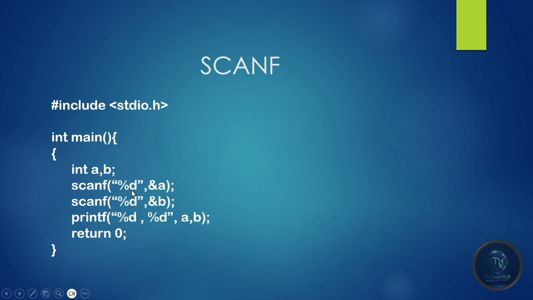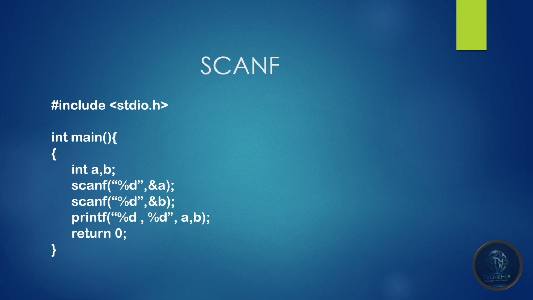In scanf, since a is an integer, we are using %d as the format specifier and &a here. This &a is nothing but the address of a. That means the value we entered is to be stored at the address of a. And for b, since b is also an integer, we are using %d, and the value entered here is stored in the address of b. Now printing these values with %d for a and %d for b separated by a comma.